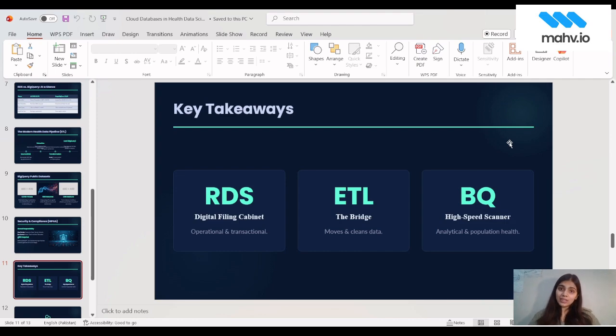I'll be concluding this lecture with a question: if you were designing a system for diabetic patients today, which data would you use? Which would you stay with in RDS, and which would you move to BigQuery? I hope you guys are able to answer this question by the end of this lecture. Thank you so much.